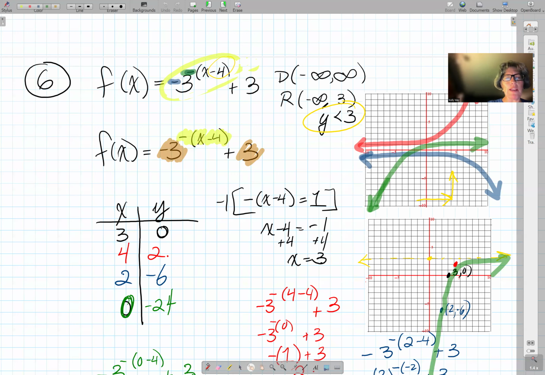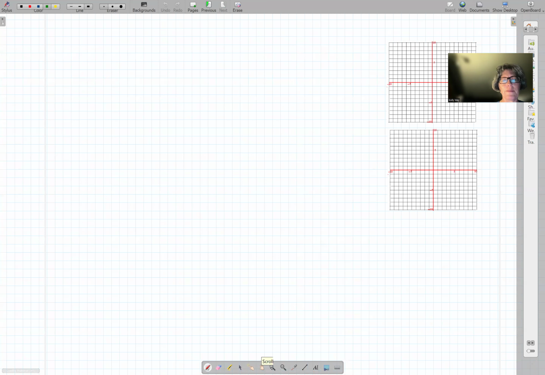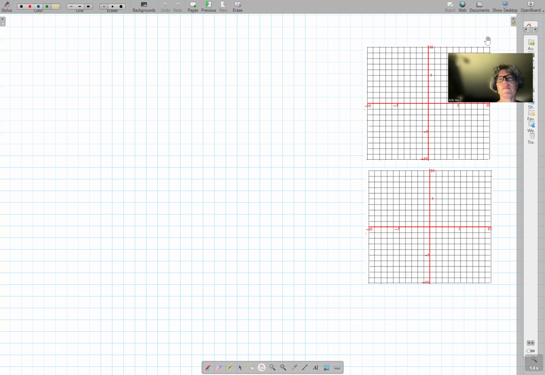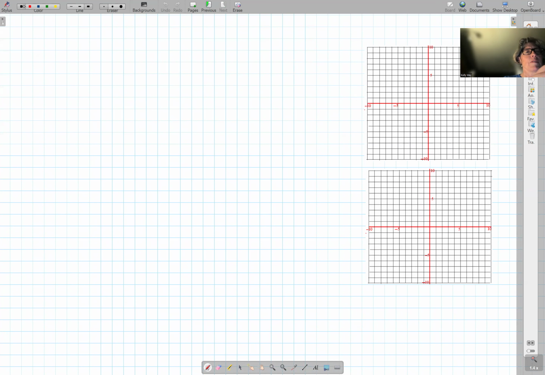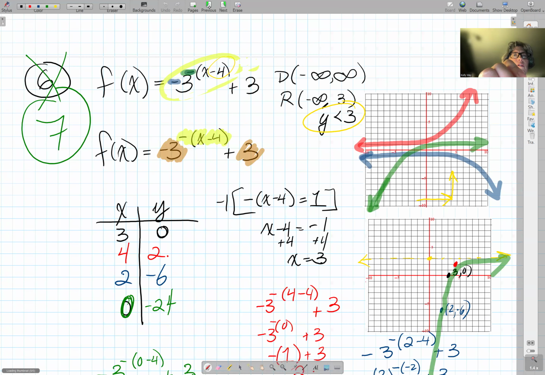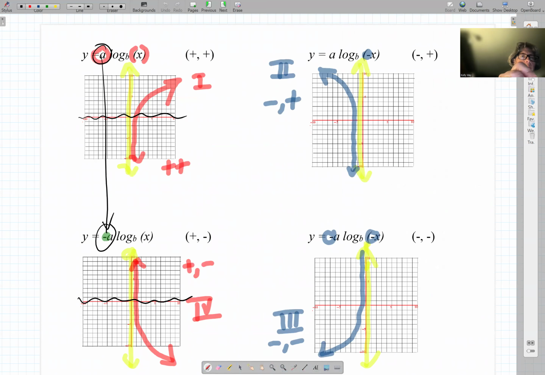Okay, so I lied. That was not problem 6. That was problem 7. Problem 6 looks like this. We have f of x equals negative log of 5x minus 1. Okay, so your parent logarithm, let's go back to that original page, looks like this.